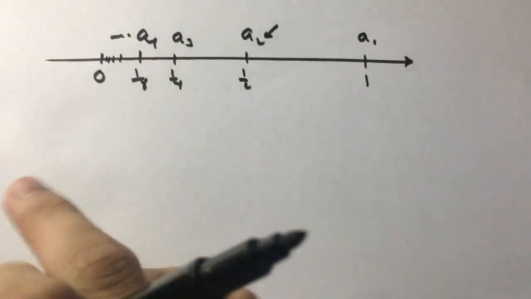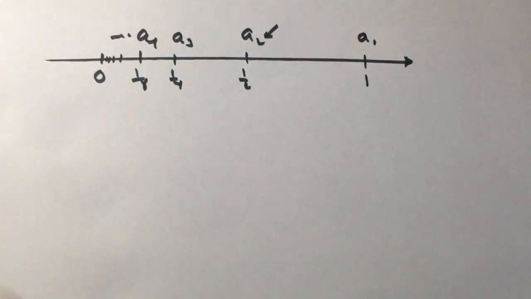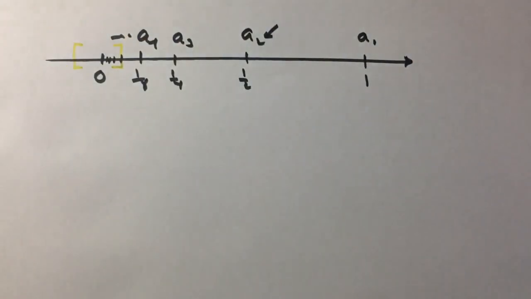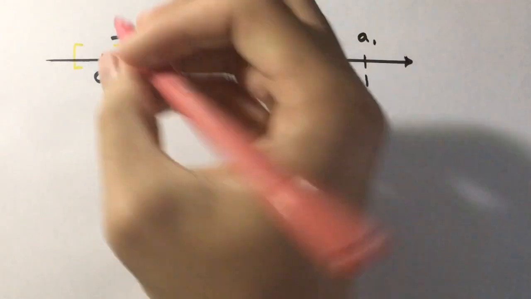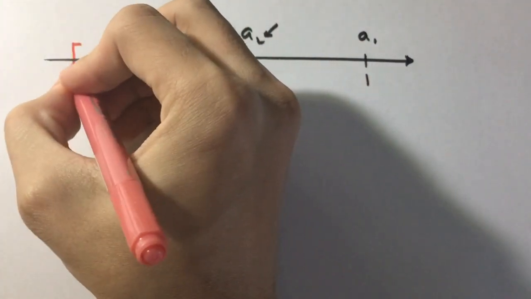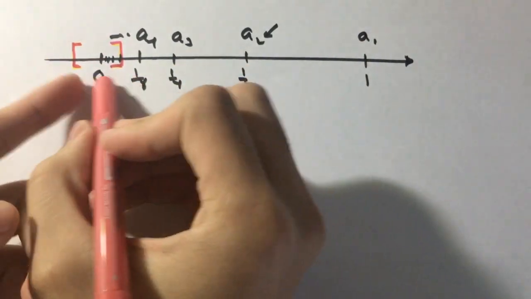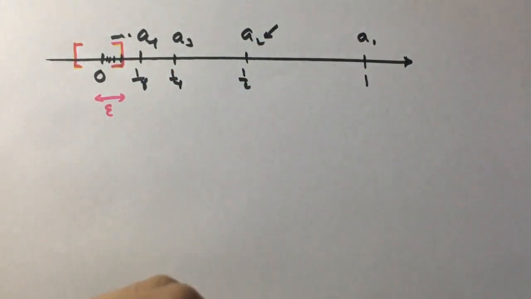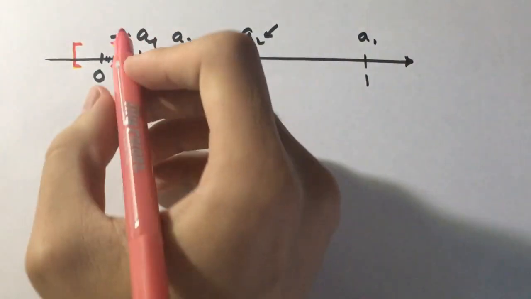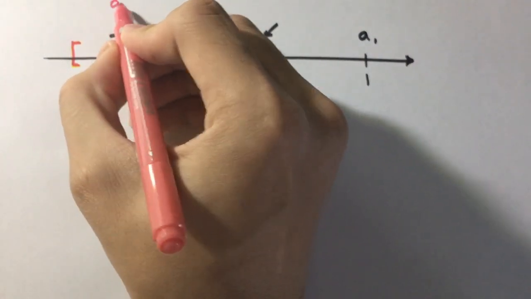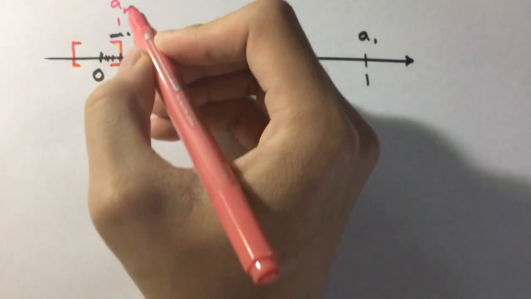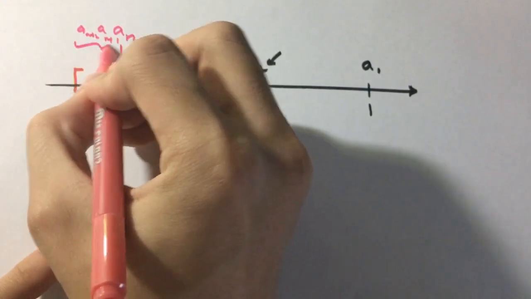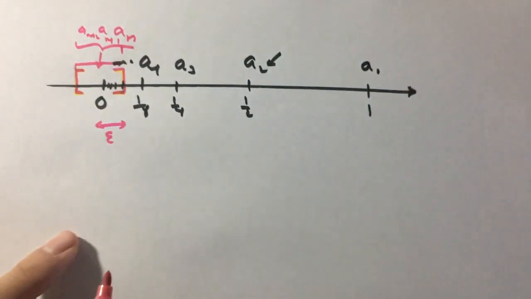What we can really define is this: if I draw a bound around 0, which can be as small as you want, call this epsilon, then you can always fit all the numbers a of some n, then a of n plus 1, a of n plus 2, and so on. All of these numbers can fit inside here.